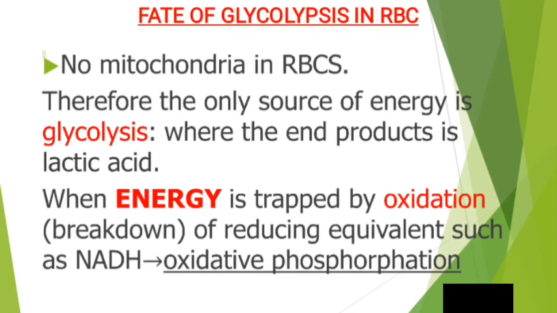Fate of glycolysis in RBC. Please take note. There is no mitochondria in matured red blood cells, so therefore the only source of energy is glycolysis, where the end product is lactic acid. When energy is trapped by oxidation, that is, oxidation implies breakdown of reducing equivalents such as NADH, it is known as oxidative phosphorylation.